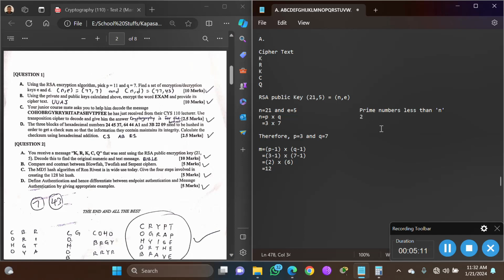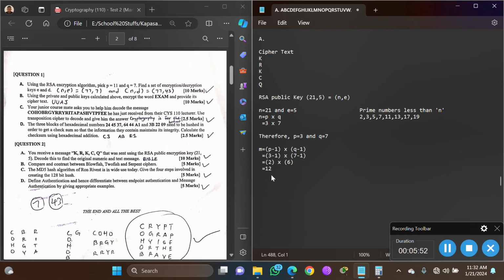We'll start at 2, 3, 5, 7, 11, 13, 17, 19. We end at 19 because those are less than 21. As you can see, 2 is only divisible by itself and 1, and the following numbers are the same. Now, since we have that, we already know our E, which is 5. What we need to do is find D.